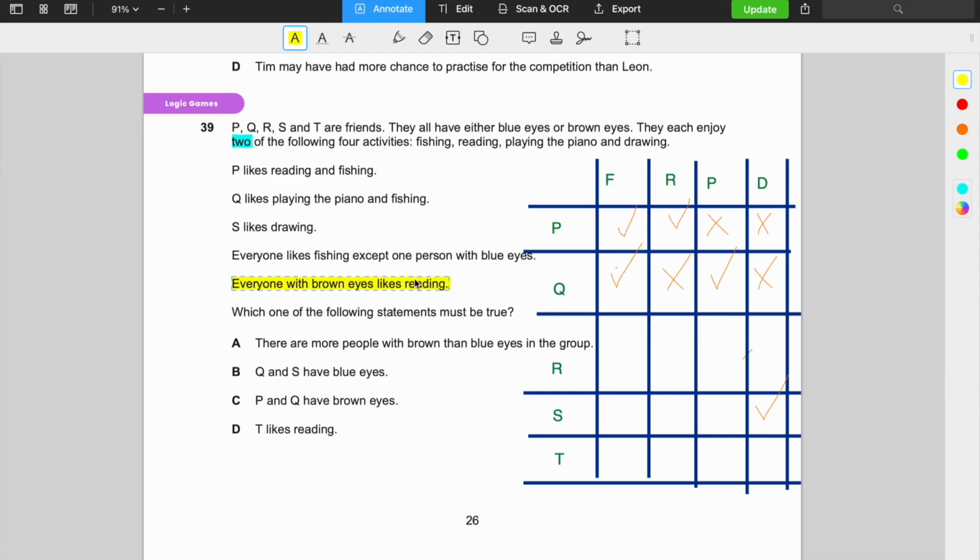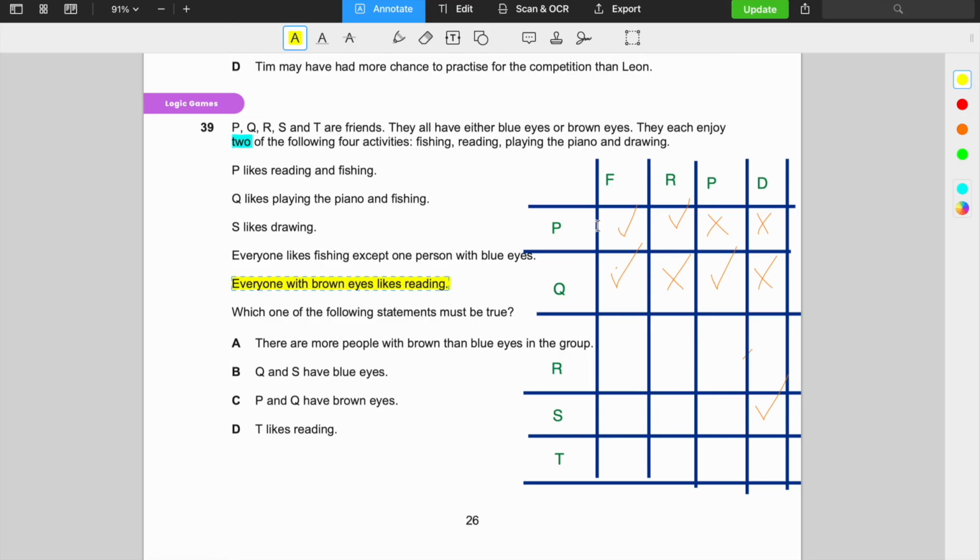If you don't like reading, then you can't possibly have brown eyes. Does that make sense? Because everyone with brown eyes likes reading. In other words, if brown eyes, then likes reading. So if not like reading, then not brown eyes, therefore blue eyes. So if you don't like reading, then you have blue eyes.